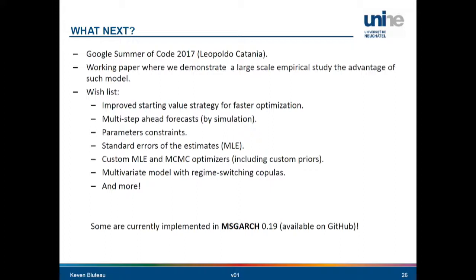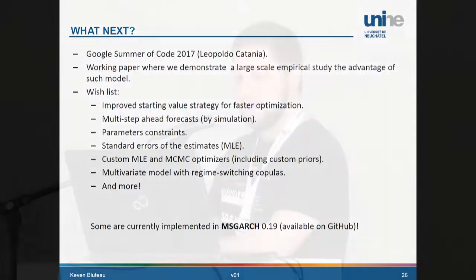The wish list that we want to do for this year, at least for the end of August, is: improved starting value strategy for faster optimization; multi-step ahead forecast, which we already have; parameter constraints, so if you want to constrain your parameters somewhere, you can do it; standard error estimation for MLE at least, because we got asked this question a lot. We're Bayesian guys, so we use the chain to estimate our errors. Also custom MLE or MCMC optimizer, so if you don't like our stuff, you can do your own. And multivariate models with regime switching copulas, which is a big one that we want to do. And more as we think about new ideas.